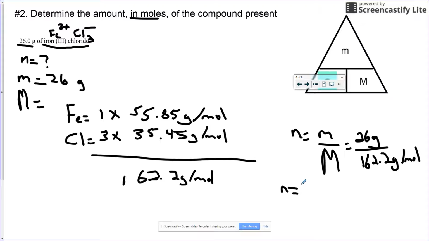Final answer should get 0.16. Now, some of you might add a 0 there. That's fine. And that was, again, moles. Grams cancel. I'm left with moles. Was I trying to solve for moles? Yes, I'm trying to figure out moles. Likelihood is that I've done this right.